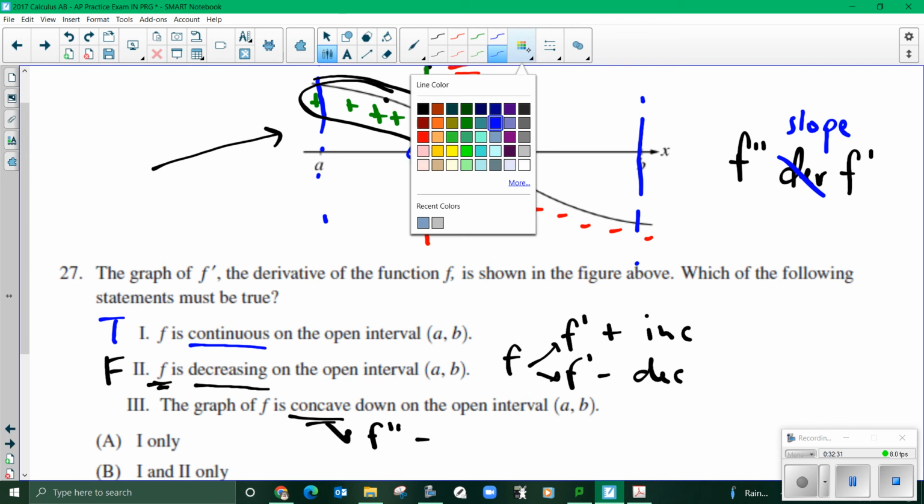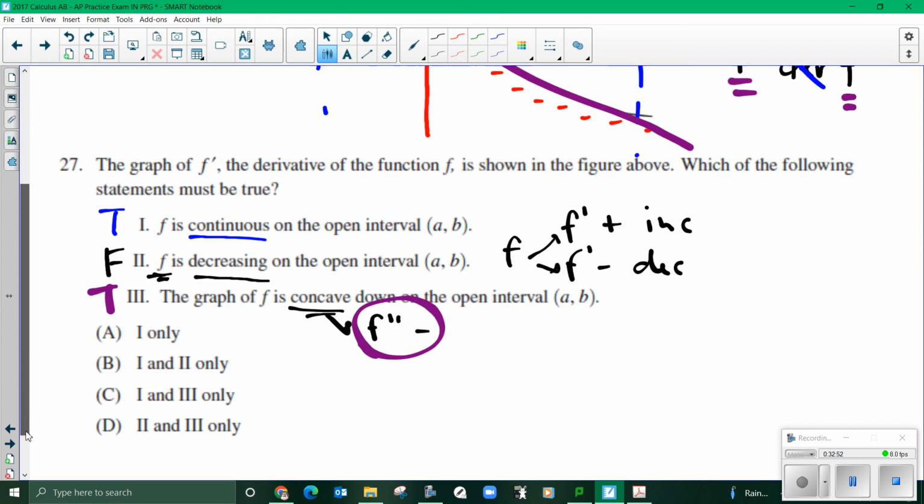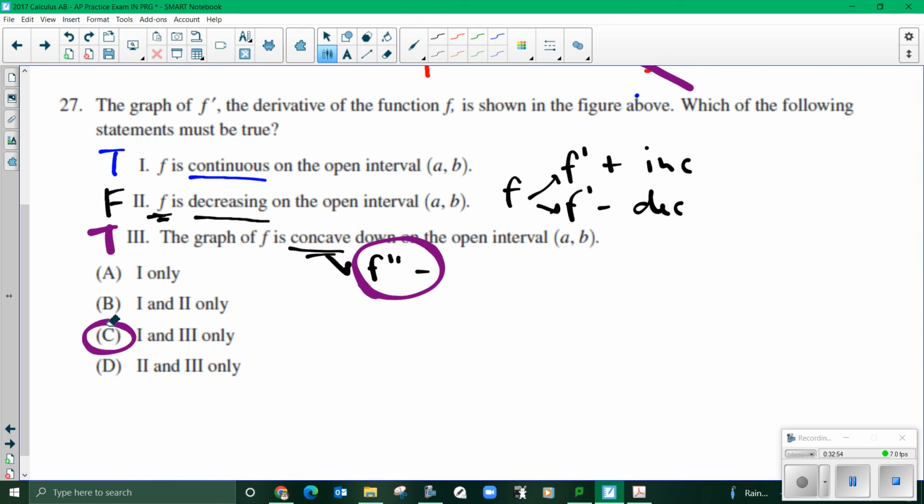This, my friends, is a first derivative that has a slope that's constantly negative. So the slope of my first derivative is constantly negative, so the second derivative is constantly negative. If the second derivative is negative, it's concave down. That's true. So 1 and 3 are true. Choice C. There you go.